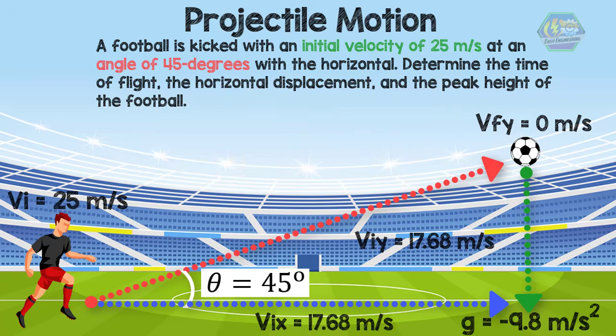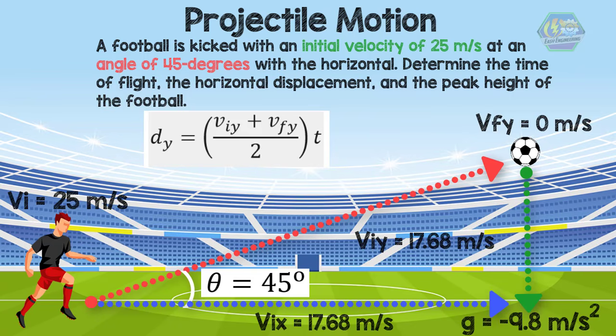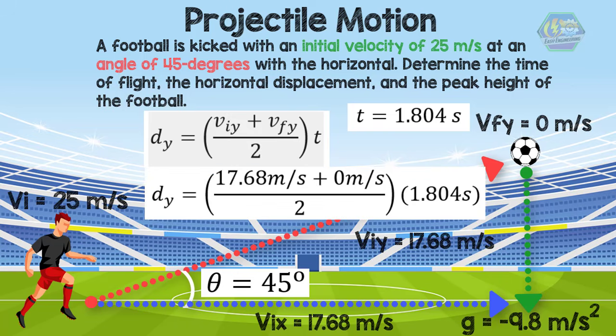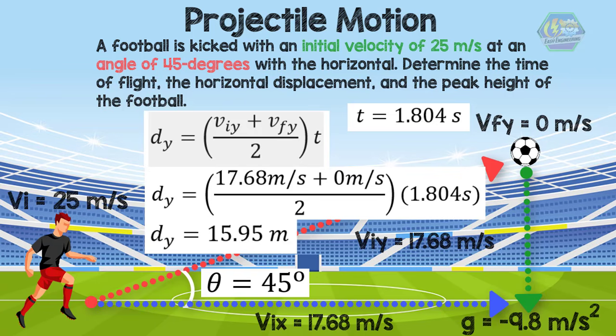Lastly, to find its maximum height, we still use equation 4. But this time, the time we use will be half of the total time, because this is the time that the ball reaches its peak height. So we will have, and then we input the known values, which gives us 15.95 meters.